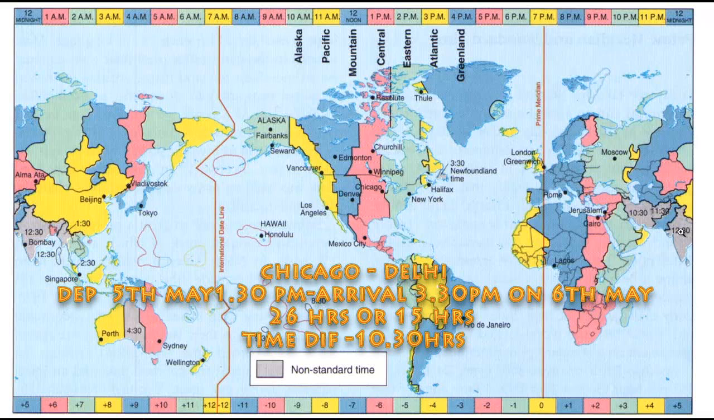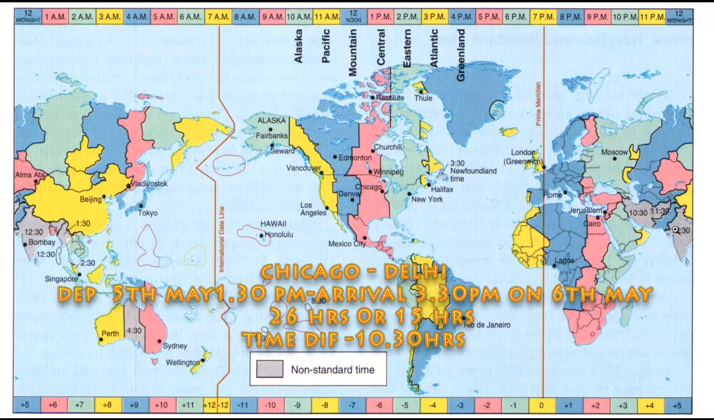26 hours. But did it really take 26 hours to fly from Chicago to Delhi? No, as I told you, the flying hours are only 15 hours. The rest of the time, 26 minus 15, is the time difference between India and Chicago. So basically, India is ahead of Chicago by 10 and a half hours. So that's why by the time the passenger reaches Delhi, it's already the afternoon of 6th May at around 3:30.